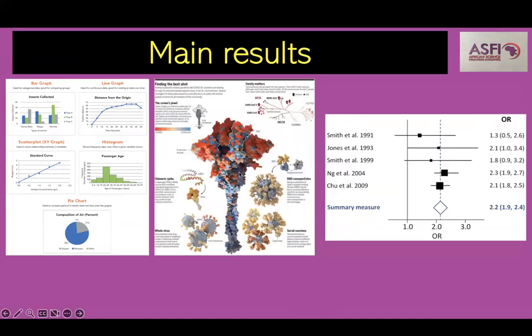And main results, you can present, use different aspects to present your main results. And once you do this, they aid your text. They aid your text.